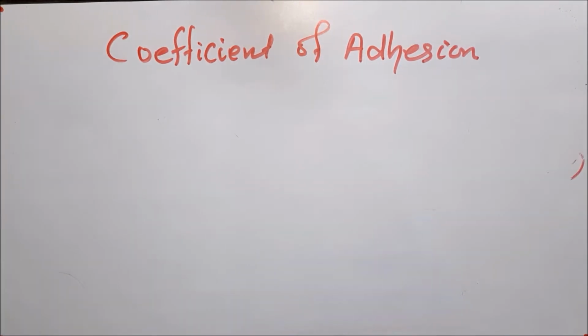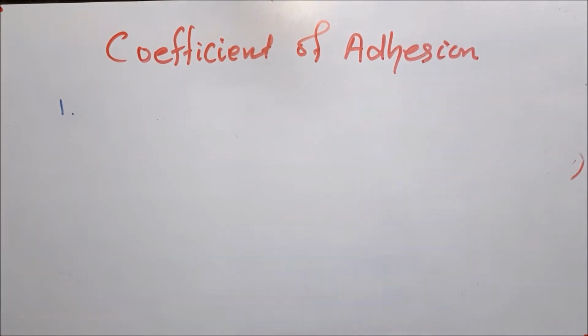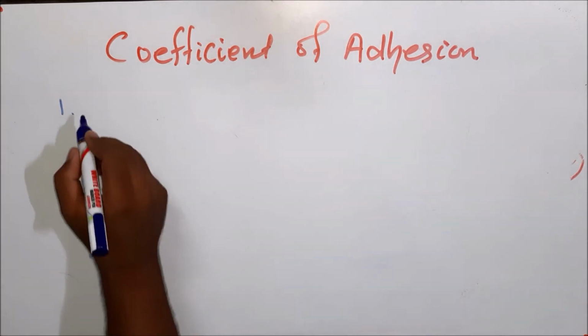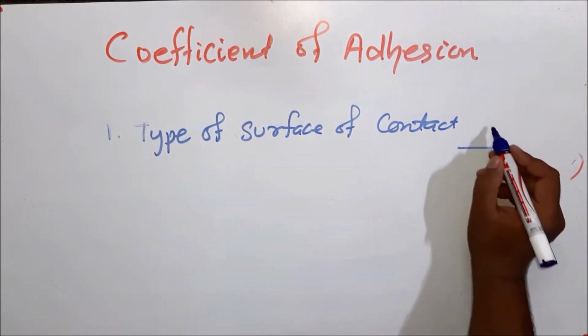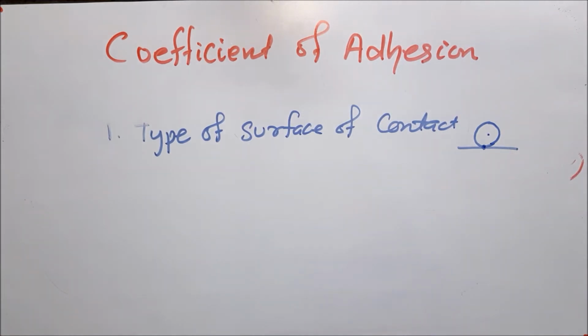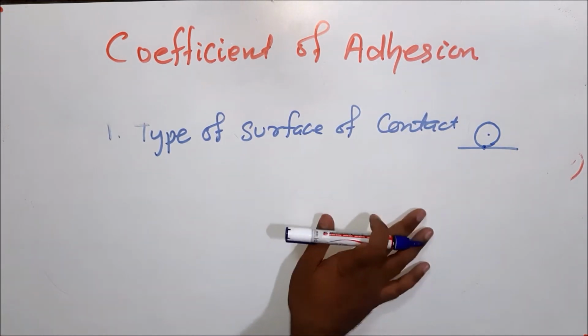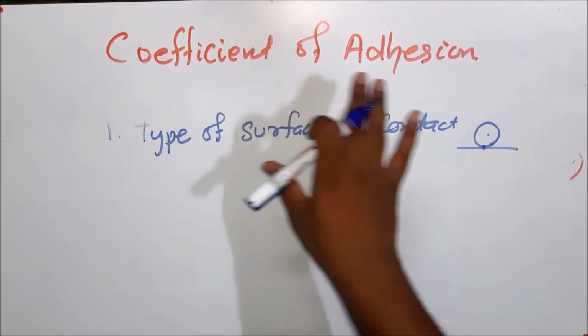In the last class, I taught this topic, but I skipped some important concept, that is, on which factors the coefficient of adhesion depends. So the first factor on which coefficient of adhesion depends is called type of surface of contact. As we know, this is the rail and this is the wheel. So this is actually the point of contact, and we have to think what the surface type is, whether it is slippery or frictionless or higher friction. So depending upon the friction, the coefficient of adhesion changes.